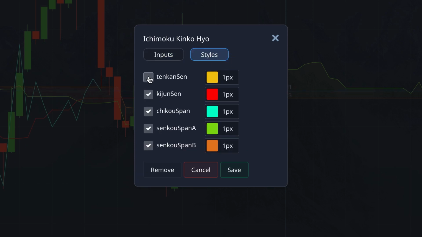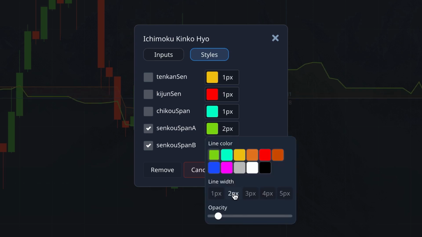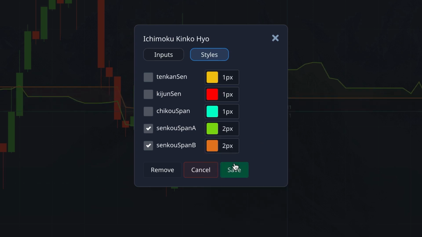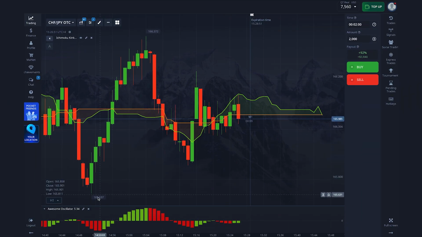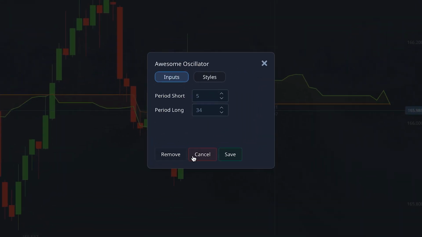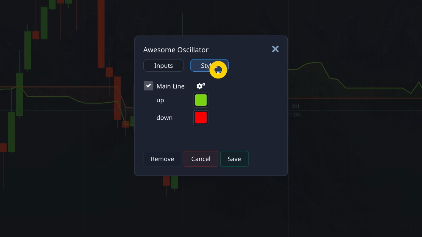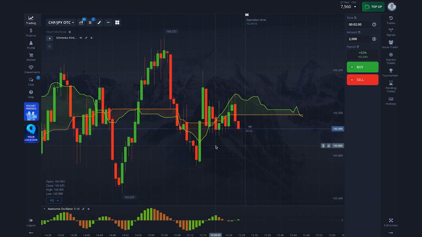Go to Style. Tenkan Sen, Kijun Sen, and Chikou Span, disable. Senkou Span A and Senkou Span B, set the width to 2. Save. Let's configure the Awesome Oscillator. Set period Long to 10, switch to Style. Down, and set the color to orange. Save. The indicators are ready to use.